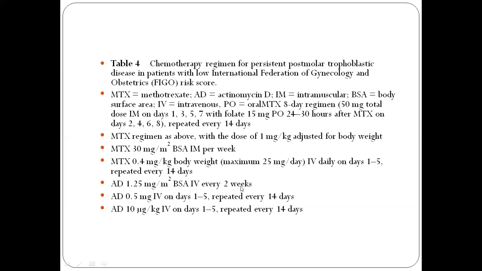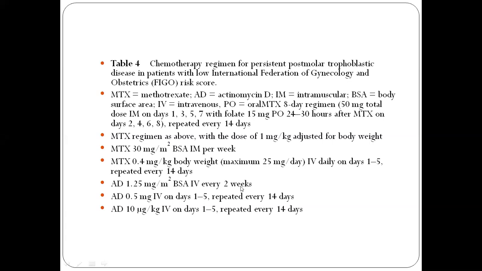For actinomycin D, the one we use at KNH is the one where you give 0.5 milligrams IV for 5 days, and you repeat that every 15 days. You can also give what is called a dense dose, where you use 3 times that dose, about 1.25 milligrams of actinomycin D, which is given once every 2 weeks. But the commonest is the one I've alluded to, where you're using 0.5 milligrams daily for 5 days, and then you repeat every 15 days.